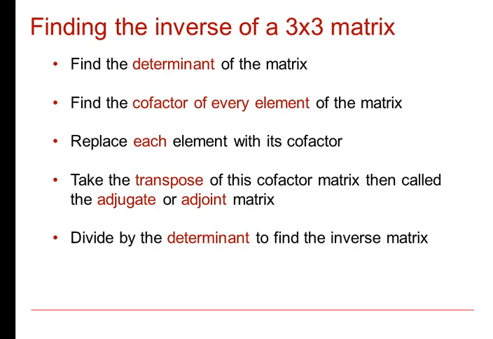The third step is to replace each element with its cofactor, in other words, to set up a cofactor matrix. We then take the transpose of this cofactor matrix, which is called an adjugate or adjoint matrix. You do need to find the cofactors in the same way as we saw in previous videos, but for each element, not just for one row or column.